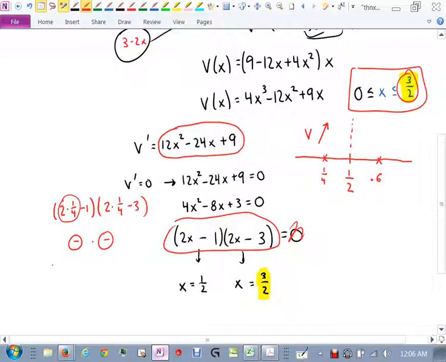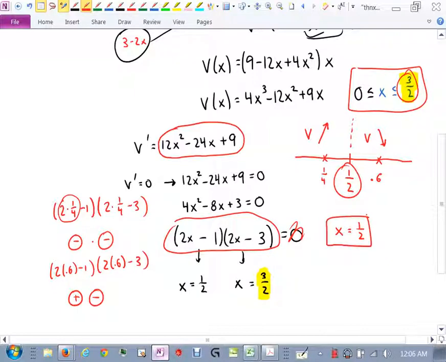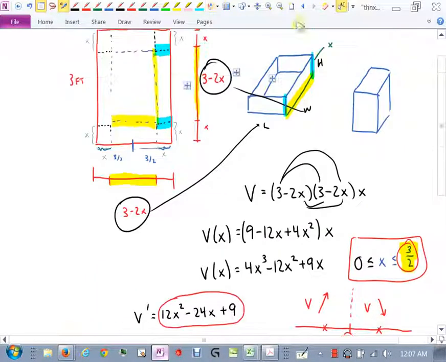And if I plug in 0.6, same way, 2 times 0.6 minus 1 times 2 times 0.6 minus 3. We're hoping for a negative number here. So 2 times 0.6 is 1.2. Subtract 1, that's positive. 2 times 0.6 is 1.2 minus 3 is negative. Positive times negative is negative. That means our volume goes down here. That means we have a maximum here. And so if x is equal to 1/2, we should get a maximum volume. Now, does the problem ask for the actual maximum volume?